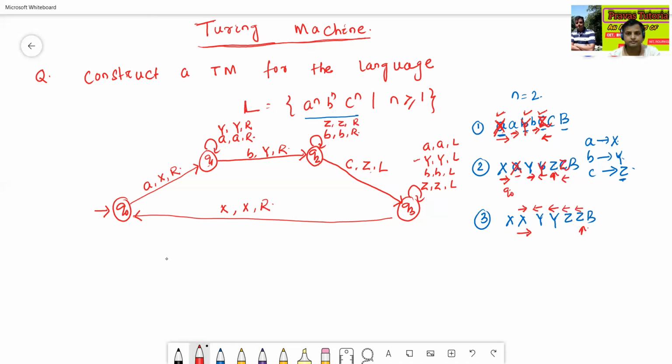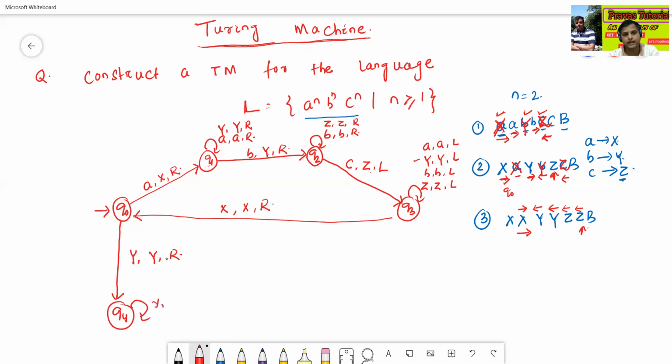Then Q0 reads A. There is no A, because the Turing machine has already read all the symbols. So Q0 will read the next Y, write Y and move towards right. Then it goes to the Q4 state. In Q4, just make a loop, because there may be many Y's.